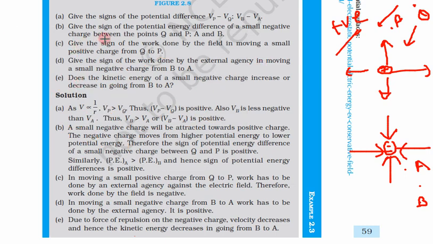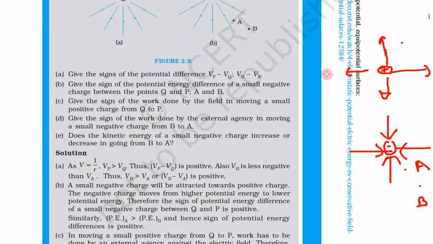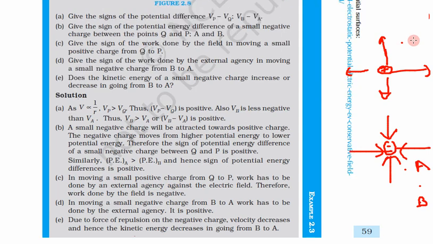Now the third case: give the sign of work done by the field in moving a small positive charge from Q to P. So let me clear this. This is moved, so this is also moved. So this was the diagram, and let me see the figure. This P is near, Q is far. So this is Q. Now give the sign of work done by the field.